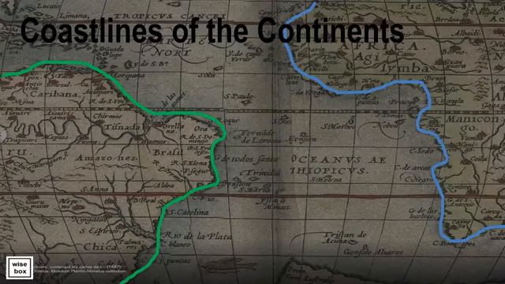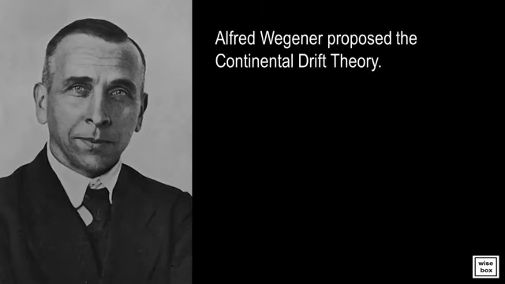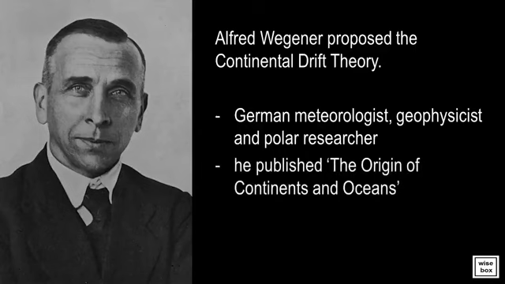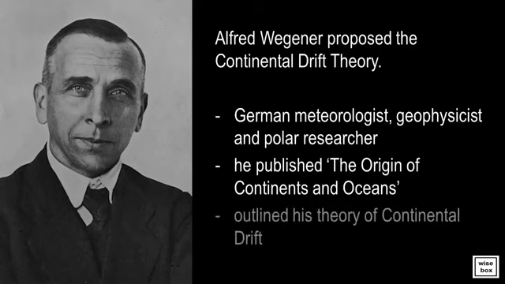Abraham Ortelius' hypothesis remained silent for several centuries, until a German climatologist, Alfred Wegener, proposed the continental drift theory. Wegener was a German meteorologist, geophysicist, and polar researcher. In 1915 he published The Origin of Continents and Oceans, which outlined his theory of continental drift.